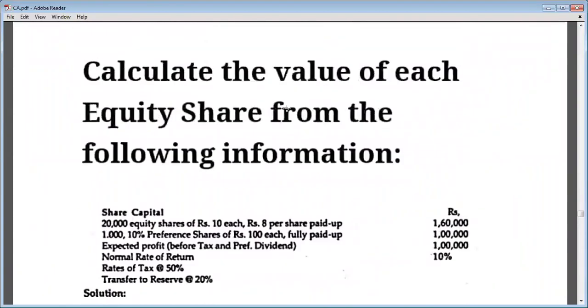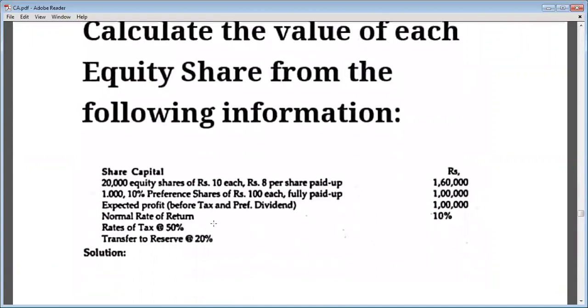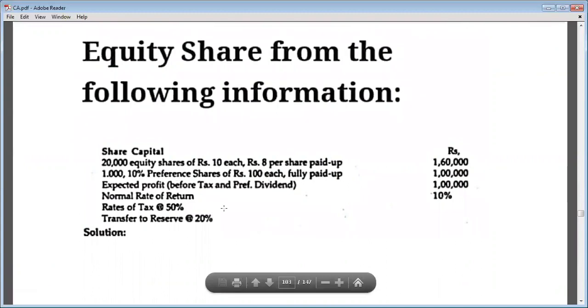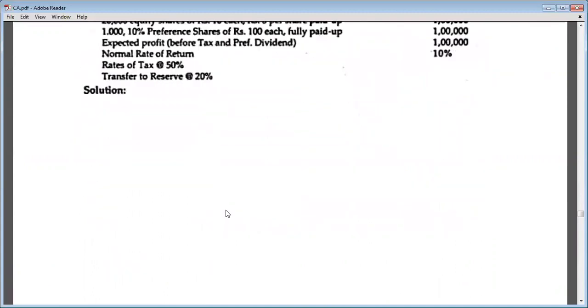Now let's see an example. Calculate the value of each equity share from the following information. There are 20,000 equity shares of rupees 10 each, on which rupees 8 per share is paid up, 1,60,000. 1,000 10% preference shares of 10 each fully paid up, 1 lakh. Expected profit before tax and preference dividend is 1 lakh. Normal rate of return is 10%. Rate of tax is 50% and transfer to reserve is 20%.